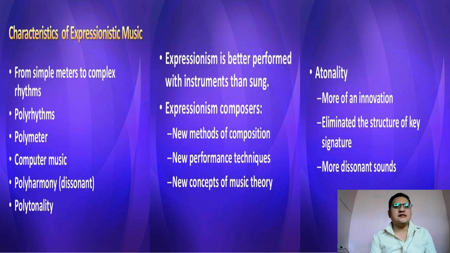Okay, here are the characteristics: from simple meters to complex rhythms. Polyrhythm is when we say poly, different rhythms are given. And then polymeter, computer music, polyharmony or dissonance, polytonality, different tones. Expression is better performed with instruments than sung. Meaning to say, the music of expressionism is mostly instrumental, not vocal. Okay? Expressionist composers used new methods of composition, new performance techniques, and new concepts of music theory and tonality. More of an innovation, it eliminated the structure of key signature and produced more dissonant sound. When we say dissonant, there is no pattern, walang pagkakatugma-tugma.